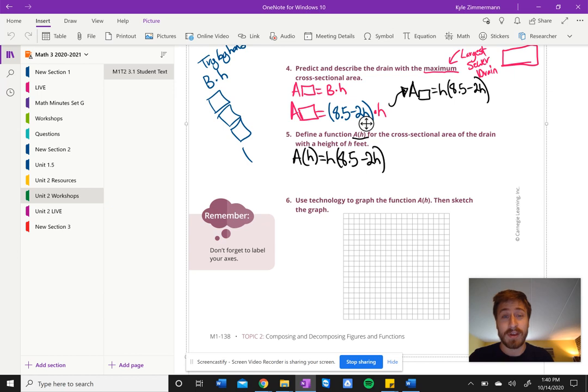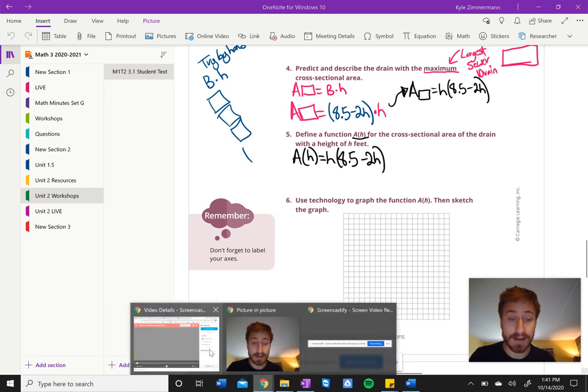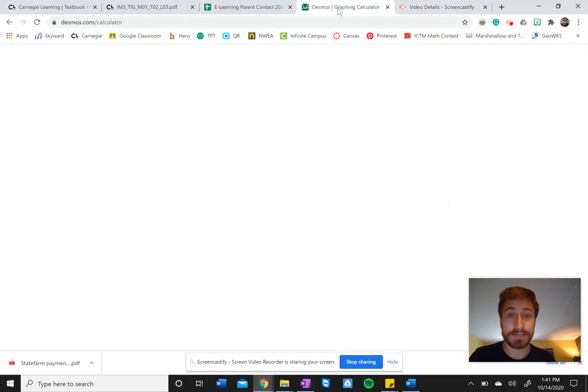the skills we have, we can't actually graph this unless we took an extensive amount of effort to do it by hand. But using the technology, that becomes a lot easier. So let's go ahead and look at what some magic Desmos can do.